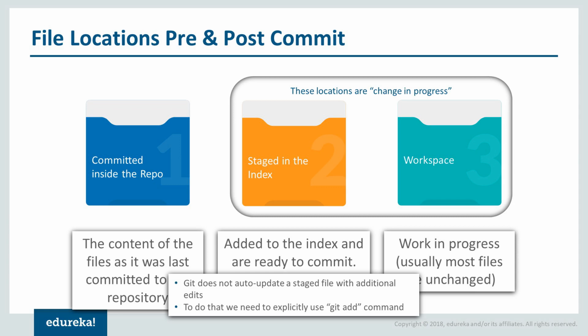Git won't do an auto update for a staged file with additional edits. To do that, we need to explicitly add our files from the workspace to the staged area using the git add command, which we already saw in the previous examples.